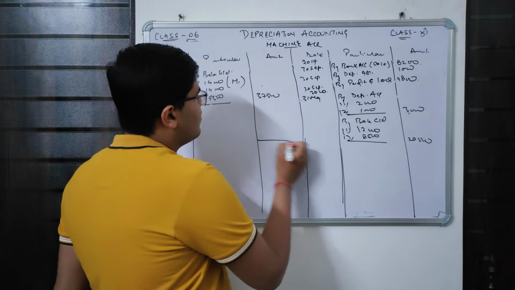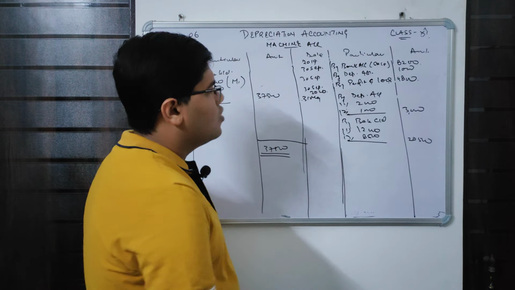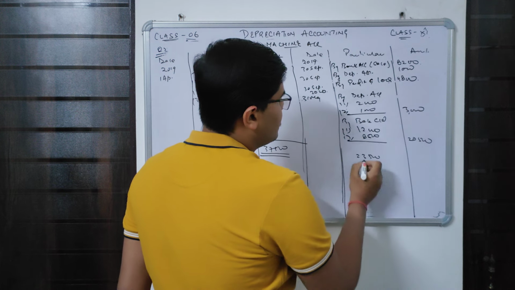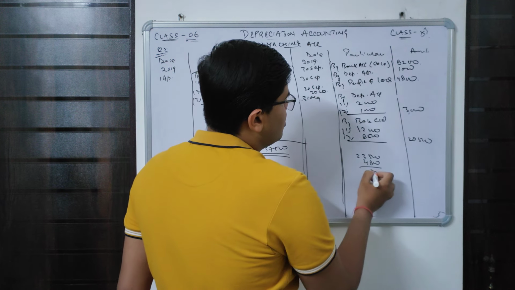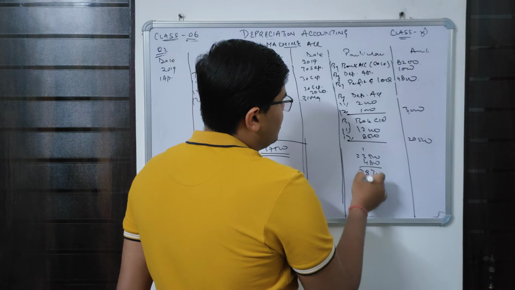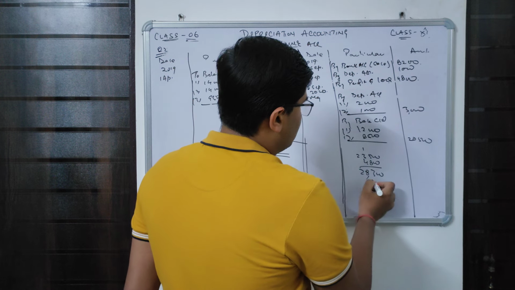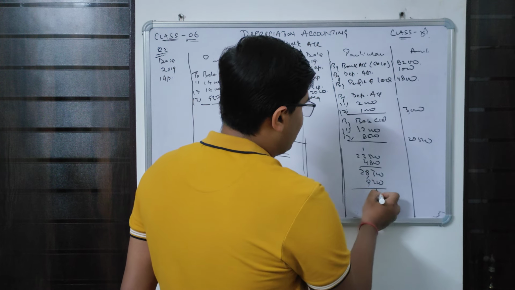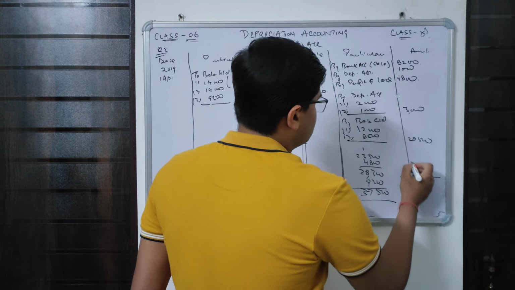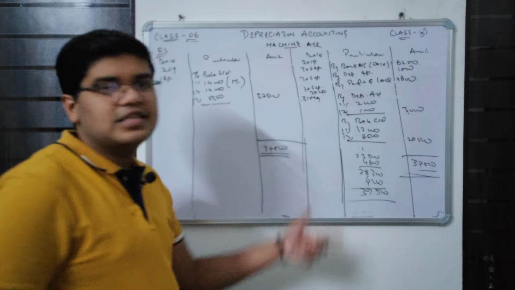Now let me total that, whether the answer is coming correct or not. So 20,500, 23,500, and 4,800, it will be 28,300, and 9,200, 37,500. We get the total. So, hope the concept is getting clear to you.